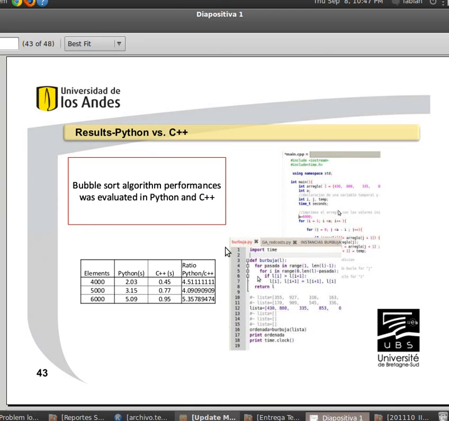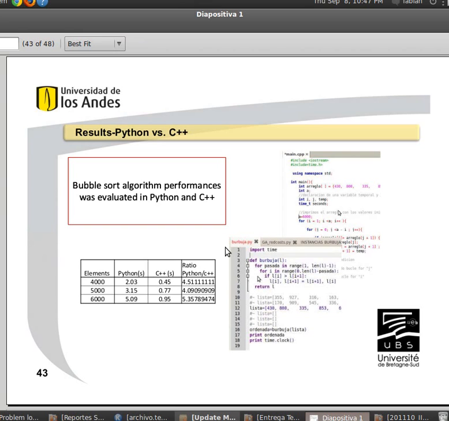Also, with the purpose of evaluating the difference that could appear as an effect of the programming language, as I said previously, Python seems not to be as fast as we wish. A simple algorithm was implemented in C++ and Python to compare the difference regarding computational time. The bubble sort algorithm was used as a comparison point.